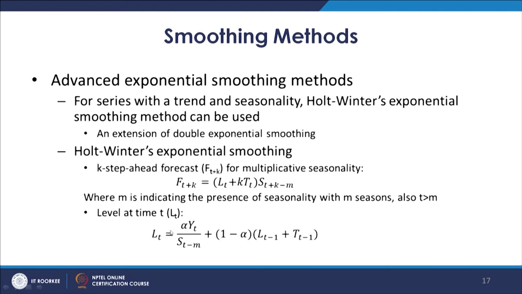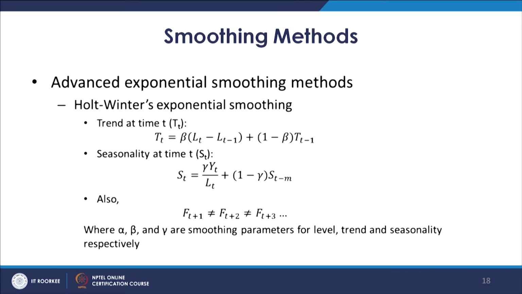Similarly, if you see the label at time t, there is some change in this expression. You can see we are now adjusting for the multiplicative seasonality. The first term, alpha y t, is now divided by this capital S t minus m value, plus the second term as is, L t minus 1 plus capital T t minus 1. So, the label is being adjusted by the trend itself, and the actual value is also being adjusted by the seasonality. If we look at the trend component, it is the same as it was in the previous scenario.